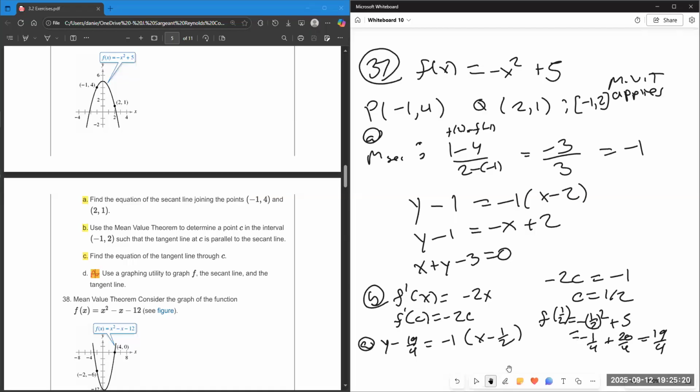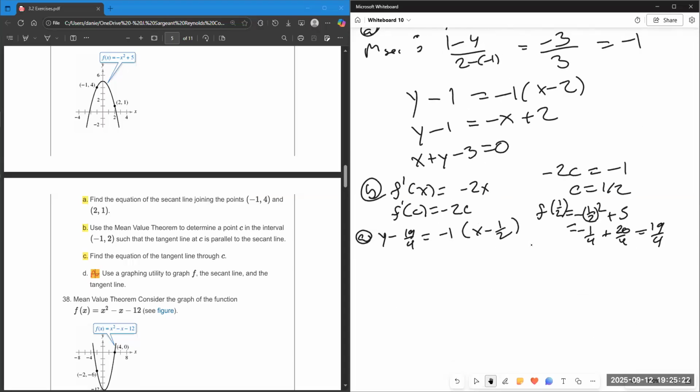And then we have y minus 19 quarters is equal to -x plus 1/2. I'd like to clear the fractions by multiplying everything by 4. So 4y minus 19 equals -4x plus 2. And then bring the x's over, subtract the 2, get it all equal to 0. And I have the equation of my tangent line, just not in the form where it's solved for y.